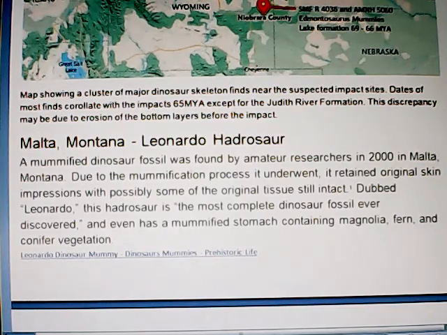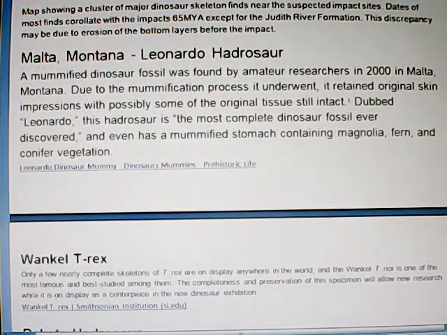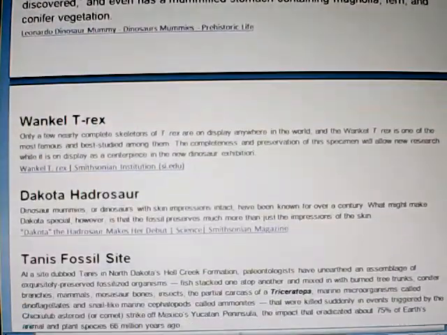And there's the Leonardo site. Due to mummification, it retained original skin. Most complete dinosaur fossil ever discovered. It even has a mummified stomach containing magnolia, fern, and conifer vegetation. The Wankel T-Rex. Completeness and preservation of this specimen will allow new research. Dakota.